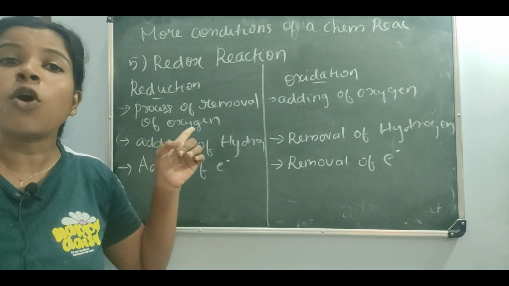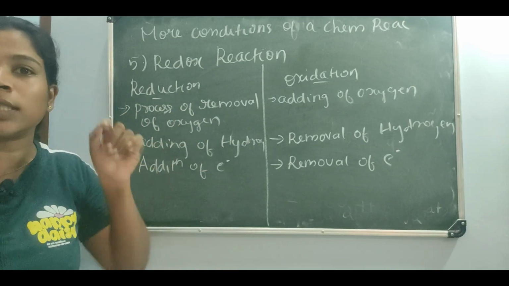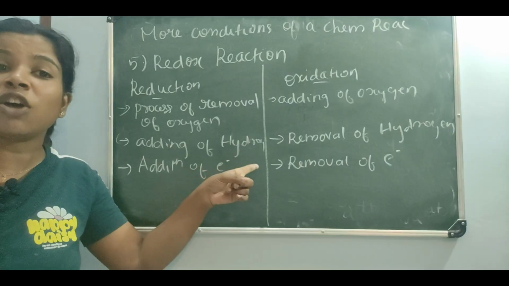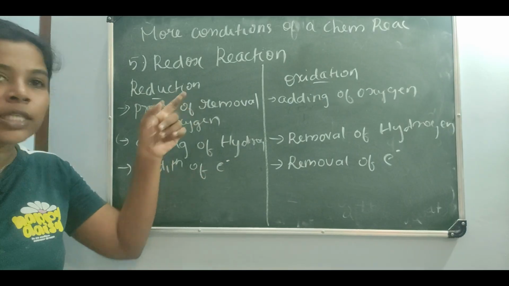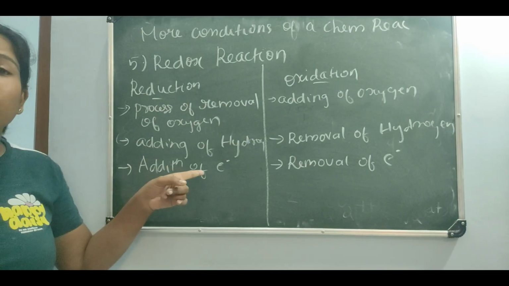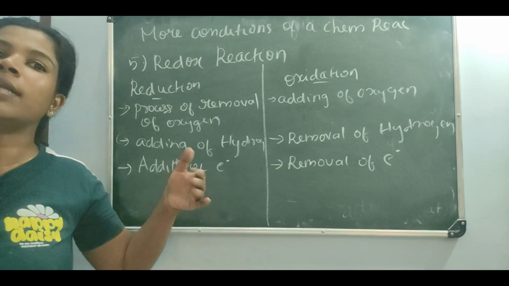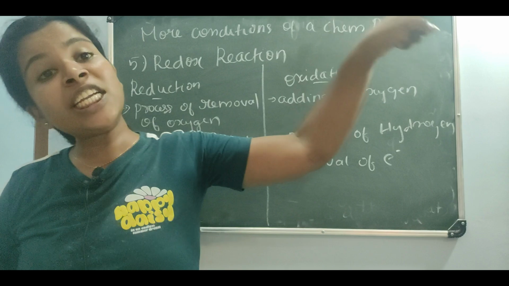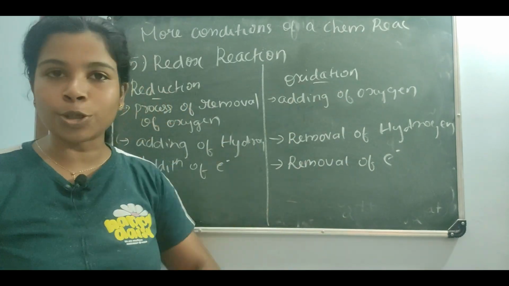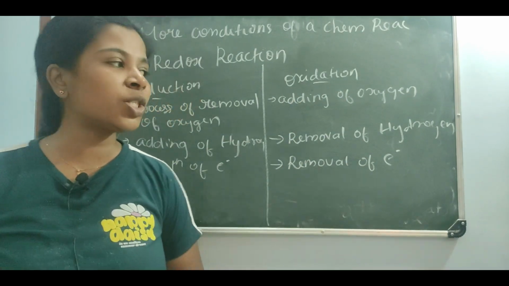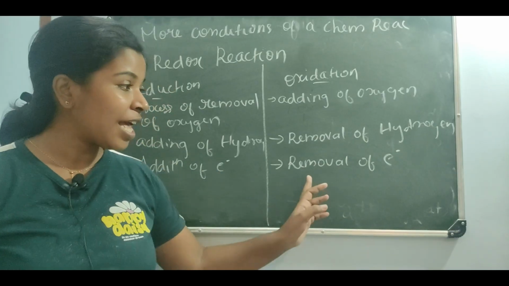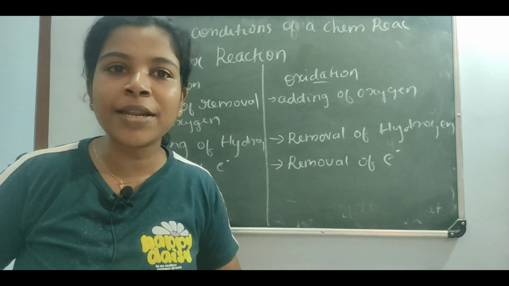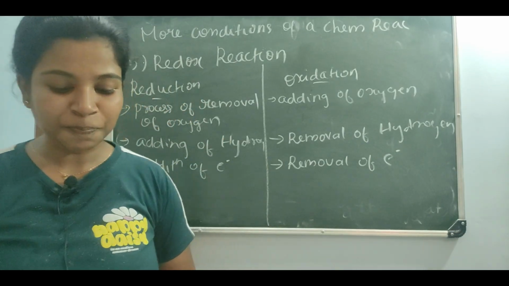If removal of oxygen is happening there, then that is reduction. If addition of hydrogen is happening, then that is also reduction. If addition of electron is happening, then that is also reduction. Then what will be oxidation? If addition of oxygen is happening, then that is oxidation. Removal of hydrogen is happening, then that is oxidation. Removal of electron is happening, then that is oxidation.